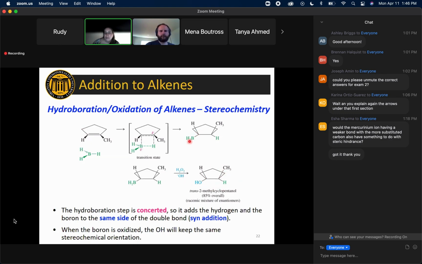Our carbon boron bond will be on the less substituted side. So therefore our carbon-oxygen bond will be on the less substituted side in an anti-Markovnikov fashion. But overall, what we've done is this anti-Markovnikov hydration, right? We've added water across our double bond in an anti-Markovnikov fashion and in a syn addition. So both on the same side of that double bond.